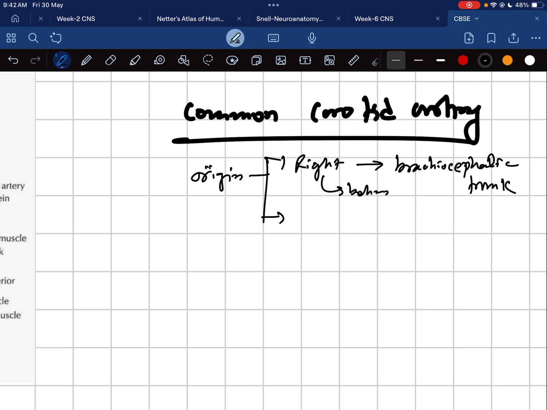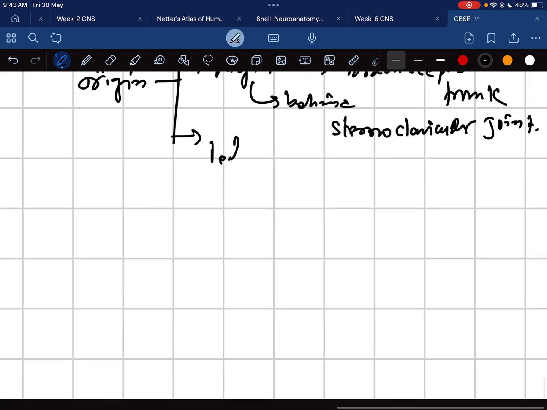Behind the sternoclavicular joint. When you look at the left common carotid artery, it arises directly from the arch of the aorta, and it passes ascending behind the subclavian and goes upward, behind the left sternoclavicular joint, and enters the neck.